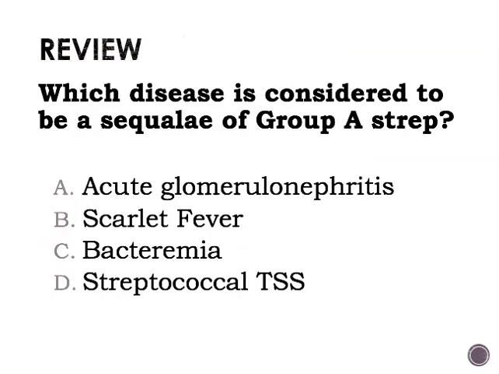Okay, a couple little review slides here. Which disease is considered to be a sequelae of group A strep? And remember, a sequelae, the difference is the time. What denotes it as a sequelae means that it has to occur about a month after the initial group A strep infection. So acute glomerulonephritis. Rheumatic fever is the other one that is a sequelae of group A strep. And remember, scarlet fever can occur after a group A strep infection, but it's usually within a couple days after.